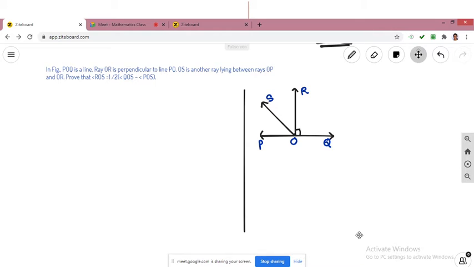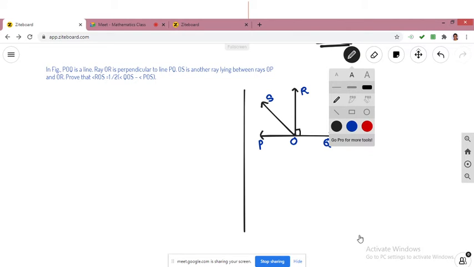Lata, can you read the question? Yes, ma'am. In the figure, POQ is a line. Ray OR is perpendicular to line PQ. OS is another ray lying between rays OP and OR. Prove that angle ROS is equal to 1 by 2 of angle QOS minus angle POS.